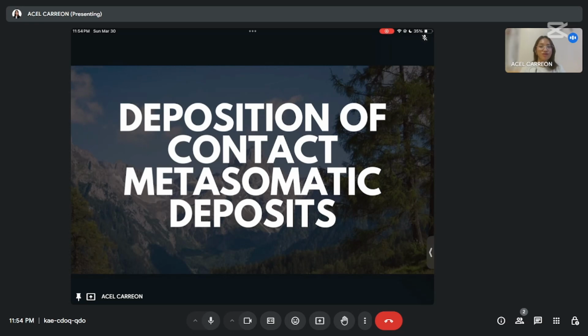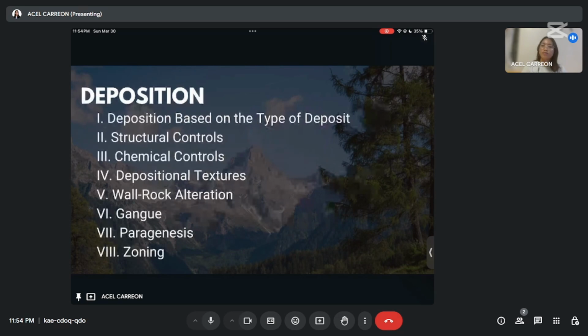For the deposition of contact metasomatic deposits, we will be discussing the deposition based on the type of deposits, its structural and chemical controls, the depositional texture, wall rock alteration, gangue minerals, paragenesis, and zoning. For recap, the deposition is the process by which ore minerals accumulate in a specific geological setting.